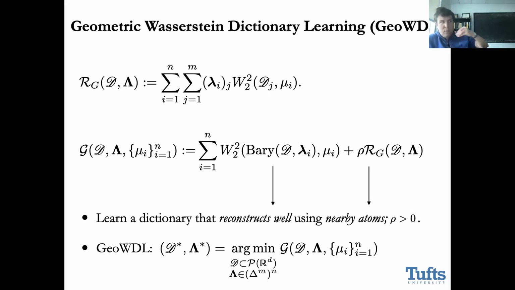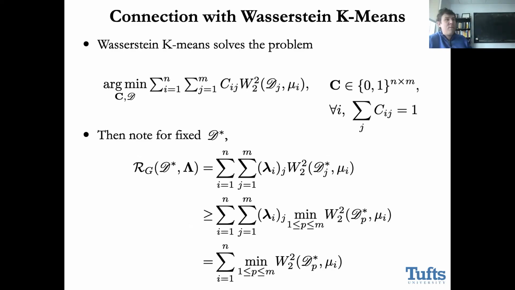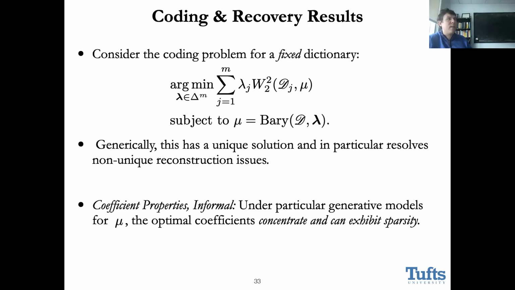Okay, so the regularizer is what I'm calling RG of dictionary lambda. And what it does is it penalizes if mu_i has a lot of coefficient weight on a dictionary atom dj, such that the Wasserstein distance between mu_i and dj is large. So this is saying, in the event of redundant representations, use the ones that are close to me, but put that coefficient mass and concentrate it around my own atom. And this does solve the reconstruction problem. Also, skip over the connection with K-means in Wasserstein space.